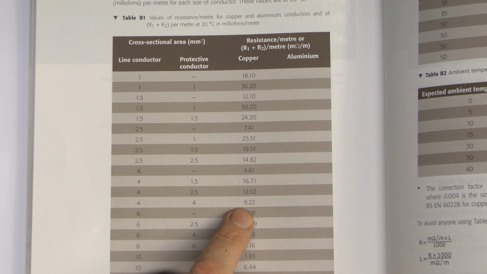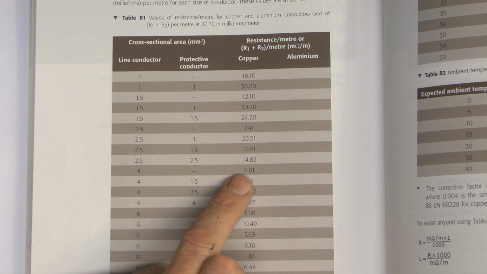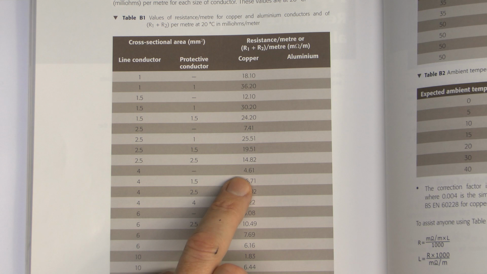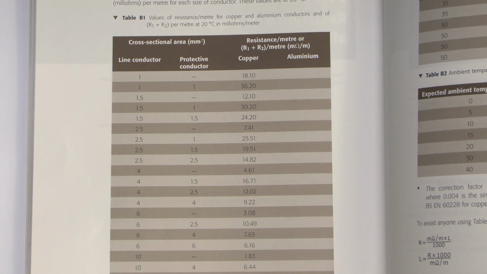You get 9.22 as well. So that's just for a single one. That's just for two identical conductors. So those are the values we want to use. So we could just get that twice, but I say it's exactly the same as printed there. So you can think of that as the line and the neutral. Of course, they're both the same size.